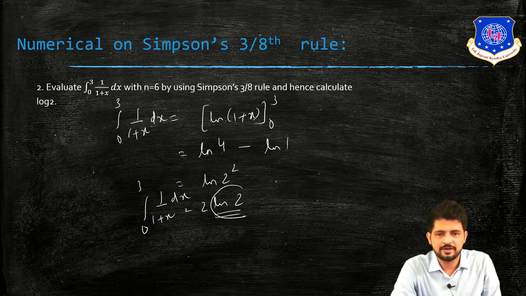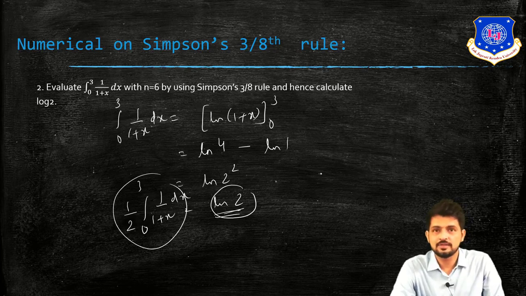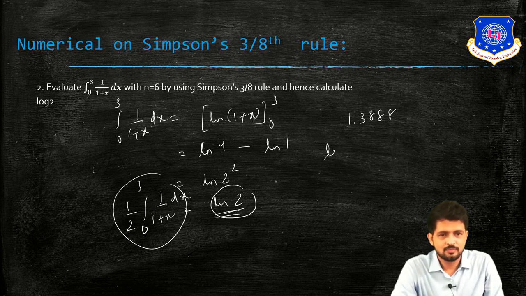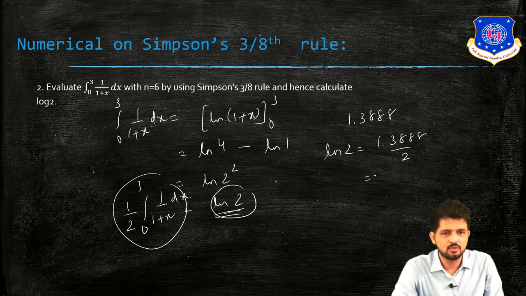If I want to find the value of ln 2, then I have to take here 1 by 2. So ln 2 is equal to 1 by 2 into the value of this integral, and the value of this integral we have already found. The value of this integral is 1.3888. So my answer for ln 2 will be 1.3888 divided by 2. So my final answer will be 0.6944.